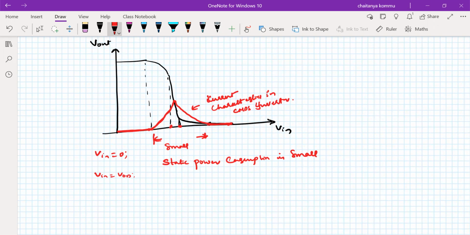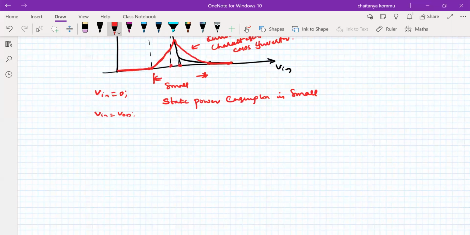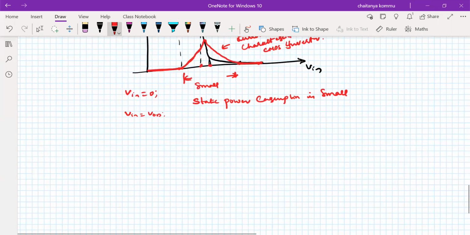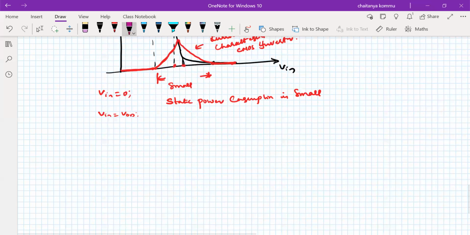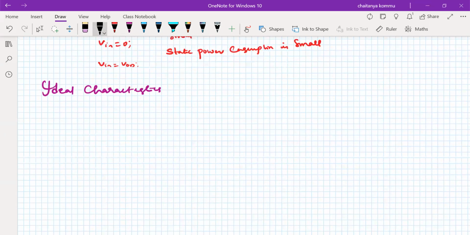Okay, what is the ideal characteristics of an inverter? So normally, what should the ideal characteristics be for us? Ideal characteristics, let us write an ideal characteristics. So ideal characteristics is something like this.